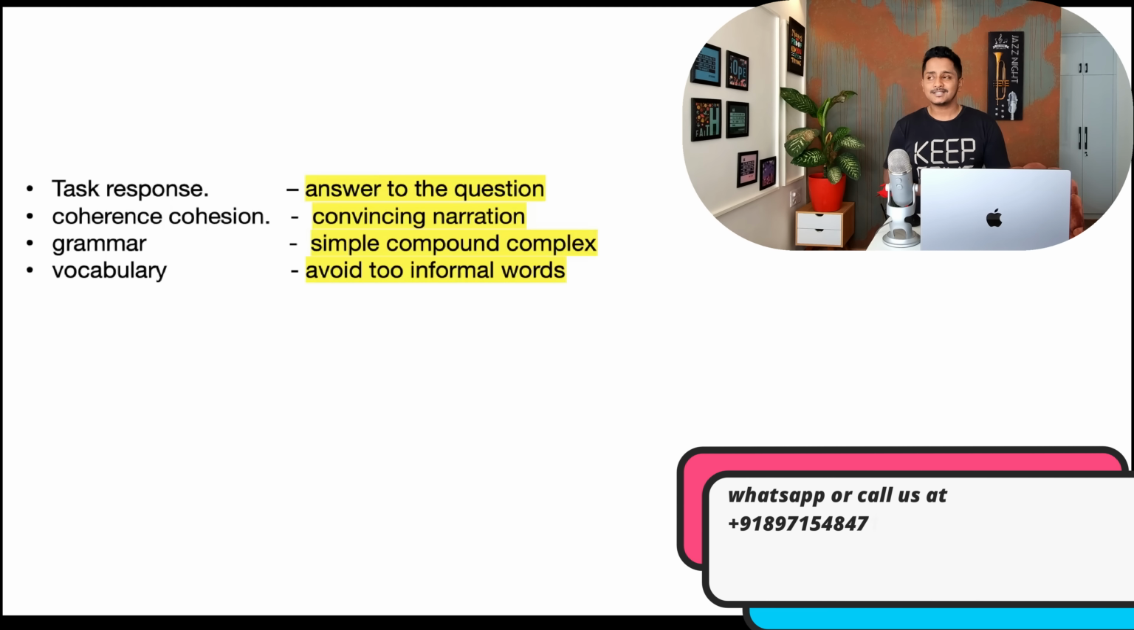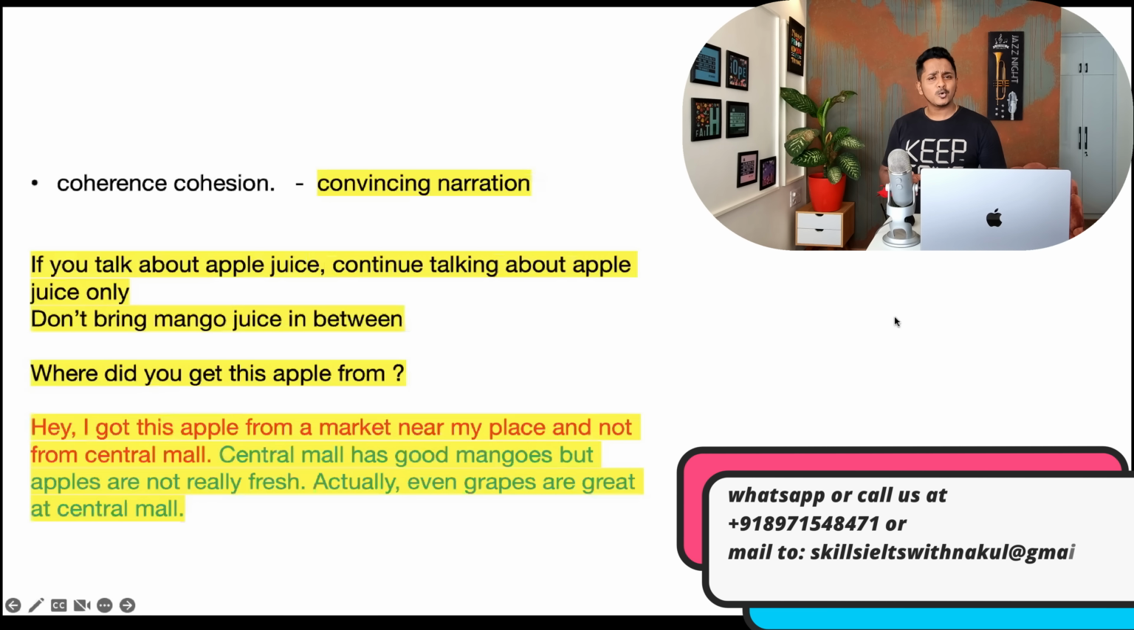Task response: "What time did you have breakfast?" "Yesterday I had a sandwich." No. "What time did you have breakfast?" "Yeah, yesterday I had the sandwich." "Yesterday, what time did you have breakfast?" "Yesterday I had the sandwich." This is the problem. Time is asked, the product is being told. People don't try to understand the question. So today I've got more, and we'll understand more about coherence and cohesion.